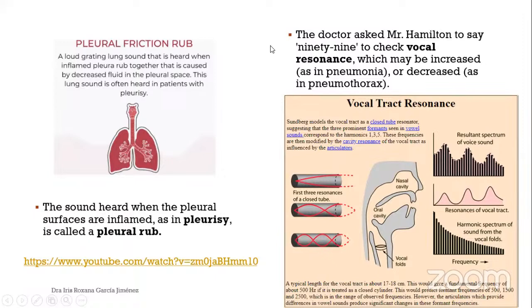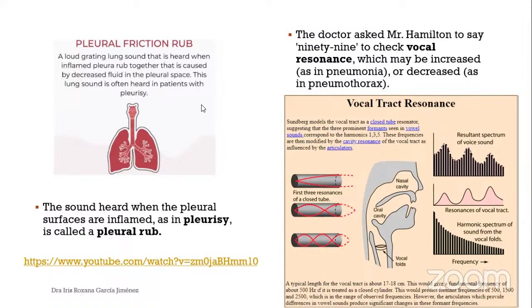And now again, the doctor is evaluating Mr. Hamilton. And he asked about the 99, checking the vocal resonance, which may be increased as in pneumonia or decreased as in pneumothorax. We know this idea, we catch this, and we have more details about the vocal tract resonance, just for information in order to catch the idea and catch vocabulary.